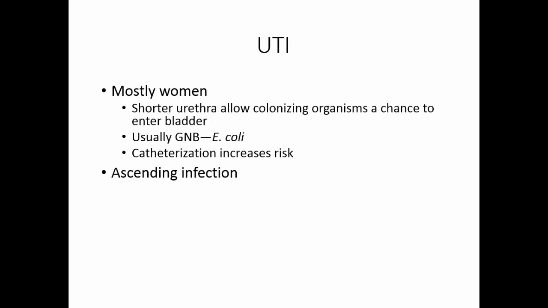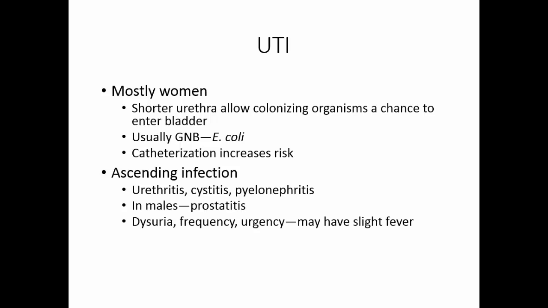Urinary tract infections are ascending infections. They start out as urethritis, they move into the bladder and become cystitis, and if they go untreated, they may go on up into the kidney and become pyelonephritis. In males, the prostate encircles the urethra, and so prostatitis may be a complication of a urinary tract infection. The symptoms are dysuria, painful urination, with frequency and urgency. There may be a slight fever.